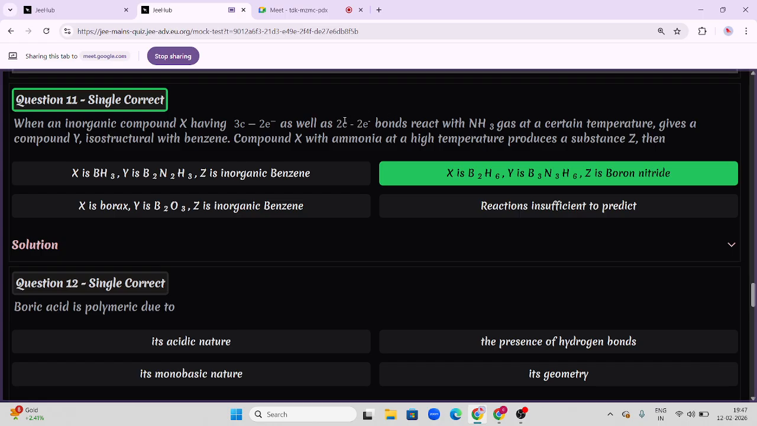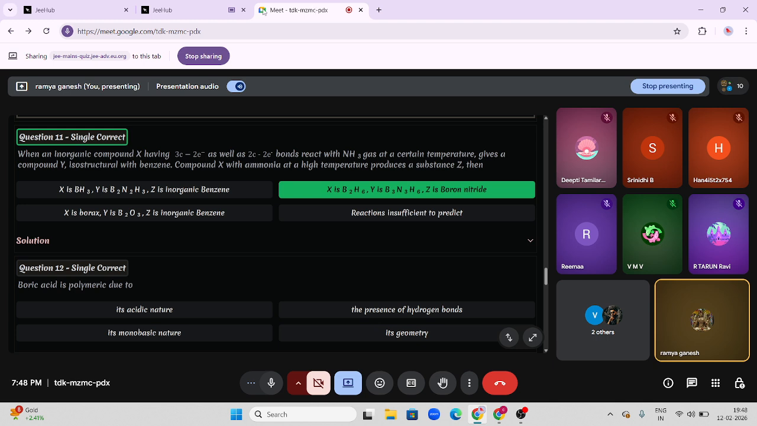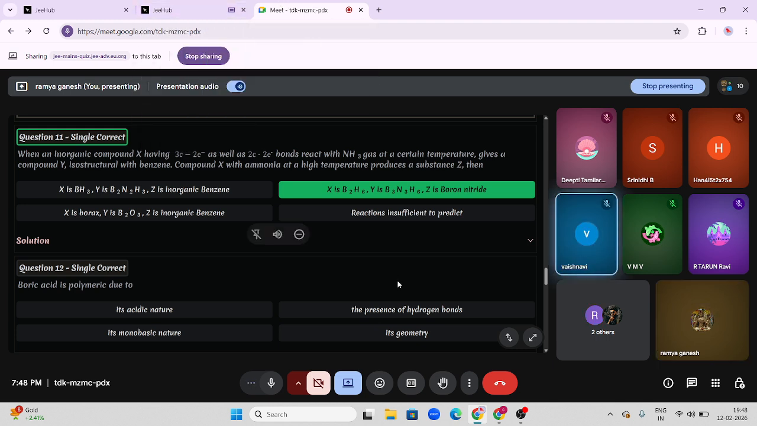3 center 2 electron as well as 2 center 2 electron bonds. Is there anyone who wants me to reteach the diborane structure? Anyone? Or you are comfortable with diborane? If you want, I will reteach it quickly. So everyone knows. Repeat once more. Okay.